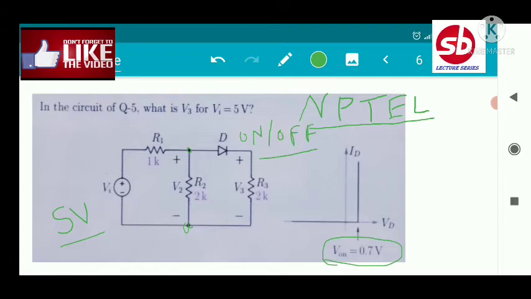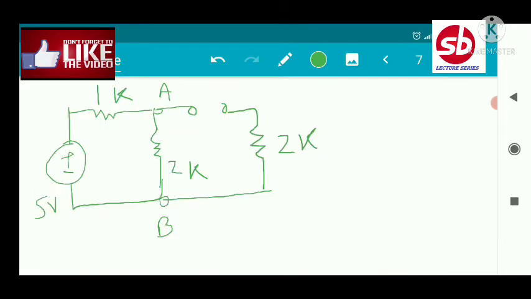Also, the cut-in voltage, as I have said, is 0.7 volt. So first we assume that the diode is off. In this question you must first assume the state of the diode, on or off. I have redrawn the circuit. If the diode is off, no current will flow through here, so this current will be 0. So the 5 volt is dropped across this resistance and also this resistance.